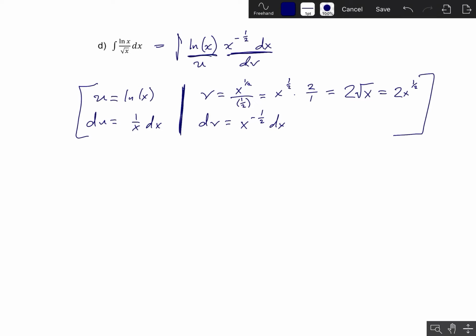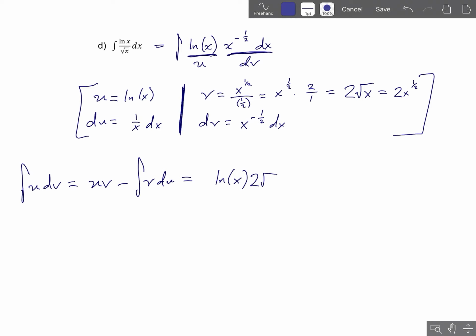So now we have u, v, du, and dv, and that means that we can use our integration by parts formula. We know that the integral of u dv is equal to u times v minus the integral of v du. So I can just plug all of these in. So u times v is ln x times 2 root x. So that's u times v minus the integral of v du. And I think this time I'm going to write v with the fractional exponent just because we're about to multiply it by a power of x. So I'll put v du, and du is 1 over x dx.